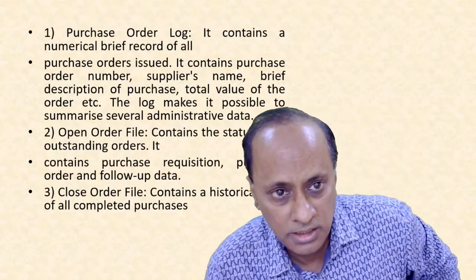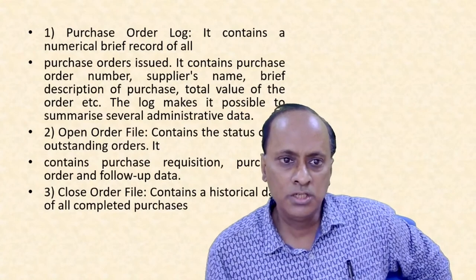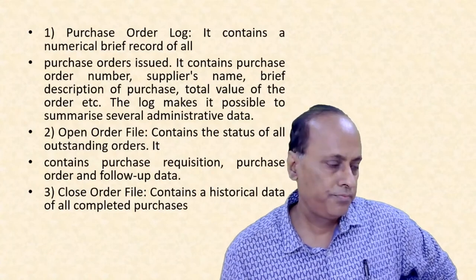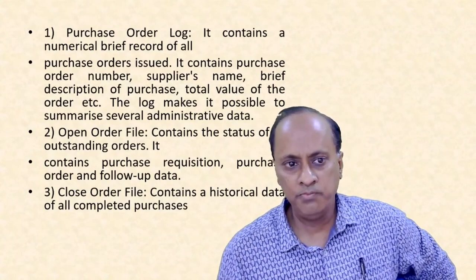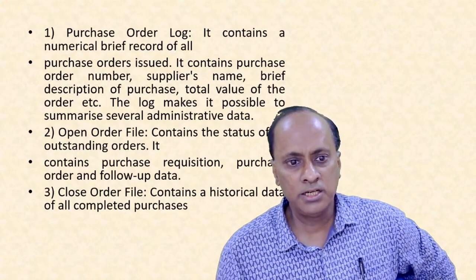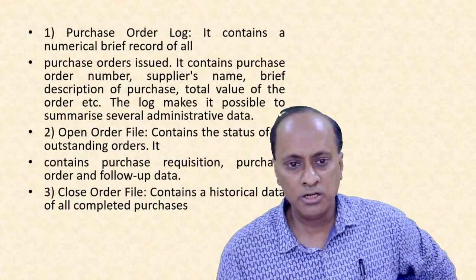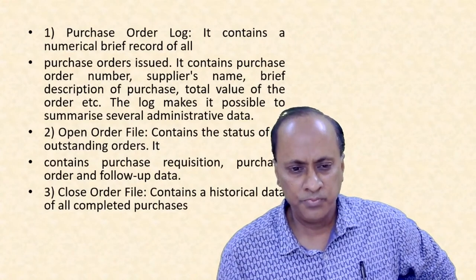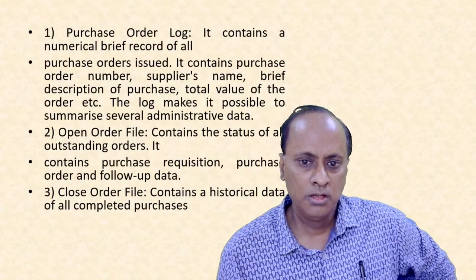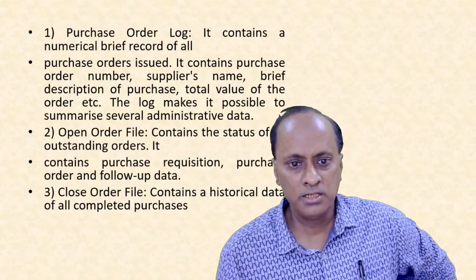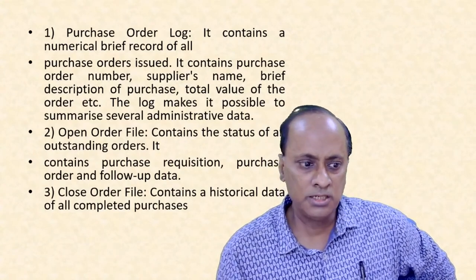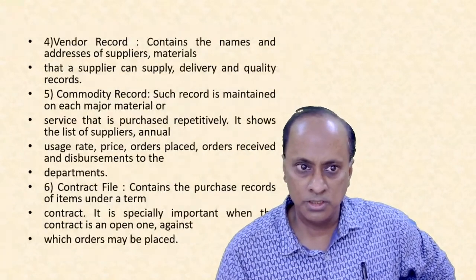So there are three things. Purchase order log is a log which contains the purchase orders issued. It contains purchase order number, also supplier's name, brief description of the purchase. And open order file contains the status of the outstanding orders. That means the order has been placed but it has not been received. It contains purchase requisitions, purchase orders and follow-up data: how many times you have followed up, what is the purchase order, and the purchase requisitions we have derived from the different departments. And the closed order file contains historical data of all completed purchases.